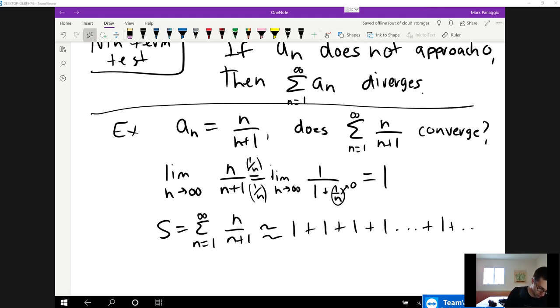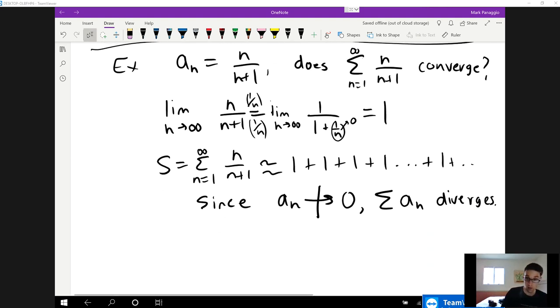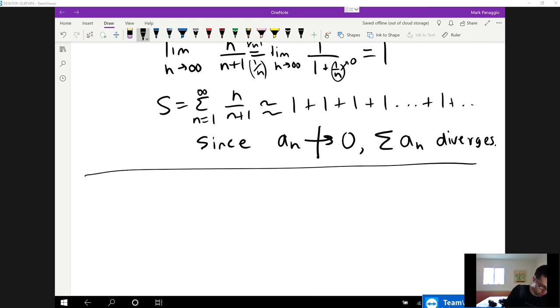And so the nth term test says, since a_n does not approach 0, the sum diverges. Okay? So this is very, very important. This test only tells us whether something diverges. It does not tell us whether it converges. And so in this case, because we know the terms do not approach 0, we can conclude that the series diverges. But what it does not say, this is a big warning.